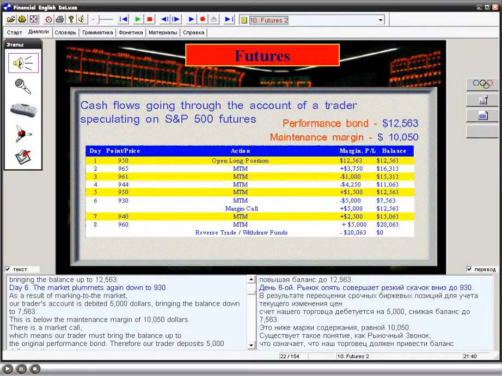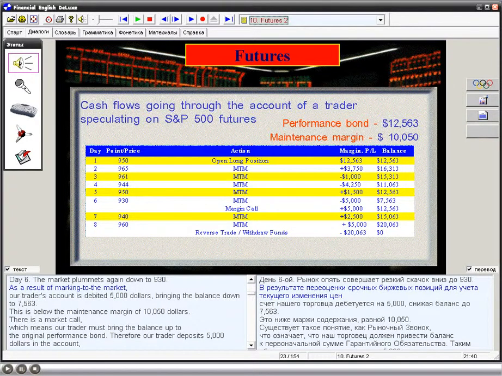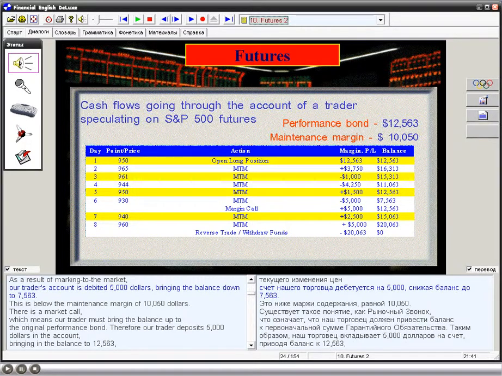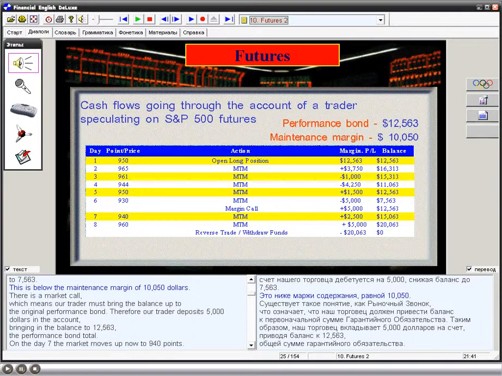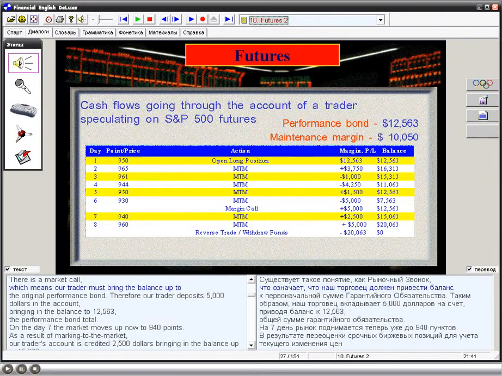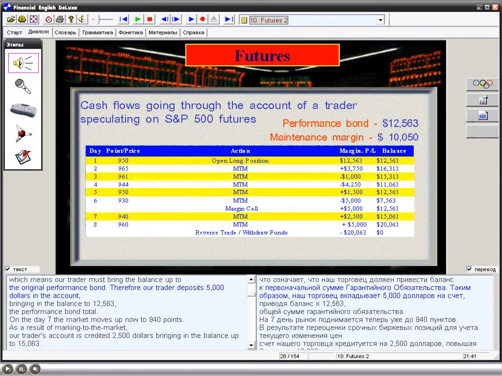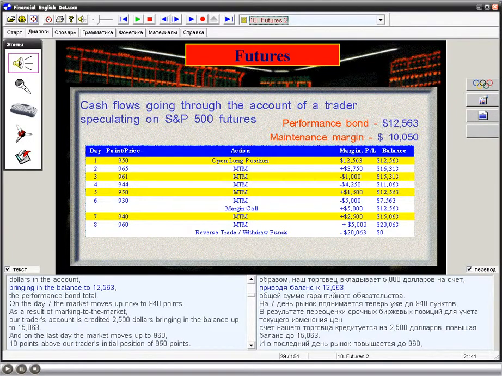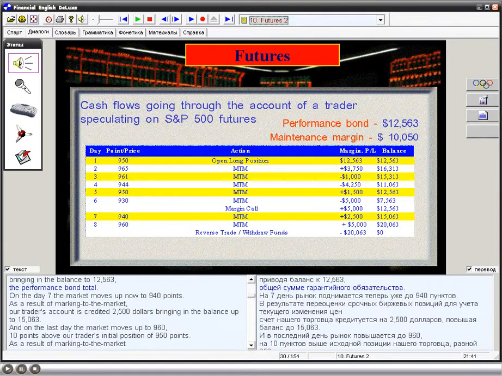Day 6, the market plummets again, down to 930. As a result, marking to the market, our trader's account is debited $5,000, bringing the balance down to $7,563. This is below the maintenance margin of $10,050. There is a margin call, which means our trader must bring the balance up to the original performance bond. Therefore, our trader deposits $5,000 in the account, bringing the balance to $12,563, the performance bond total.